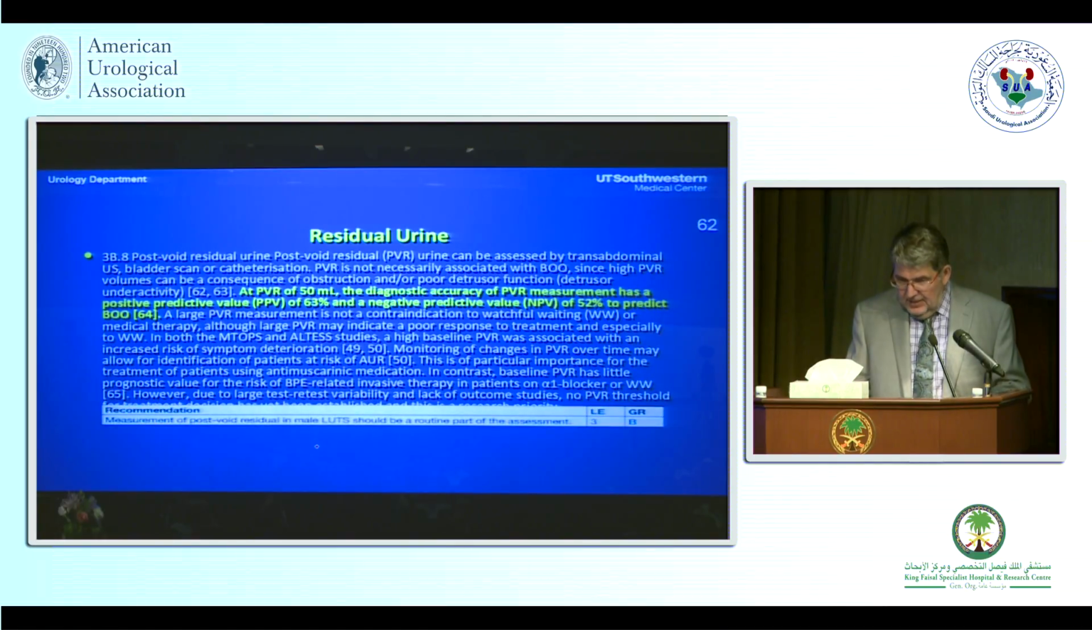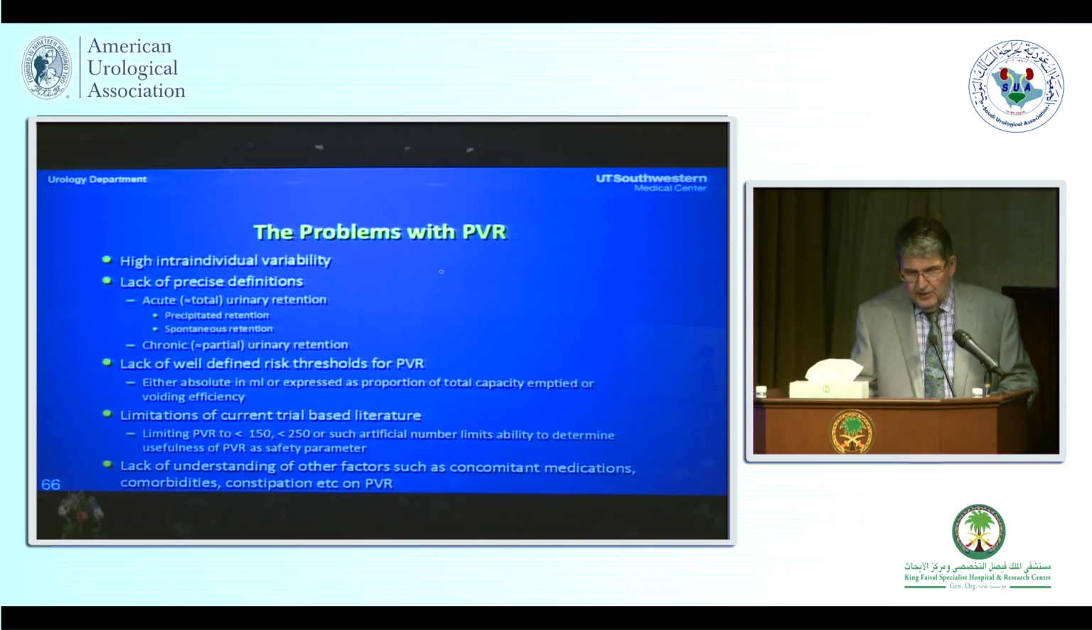The EAU guideline makes the recommendation as a routine part of the assessment, but also doesn't go into great detail of it. The problem with the residual urine in the management of LUTS and BPH is that it varies from day to day within a patient. There is a lack of precise definition, for example, whether it's a precipitated or a spontaneous total retention or a partial chronic urinary retention. The risk thresholds are not well defined at all, in my opinion.